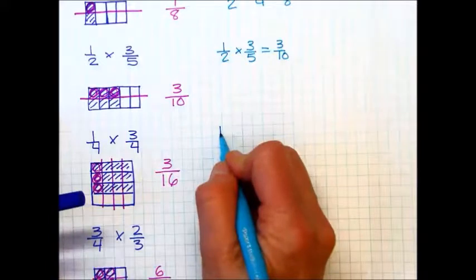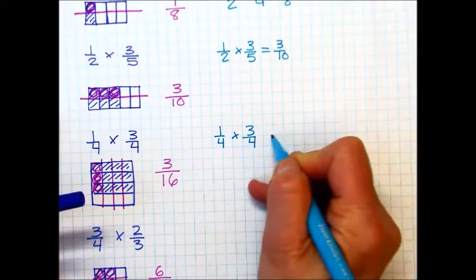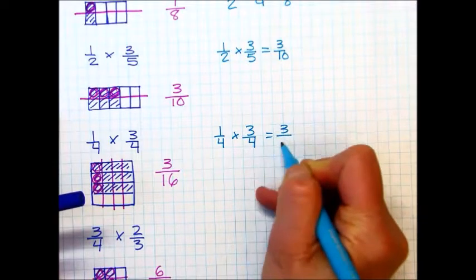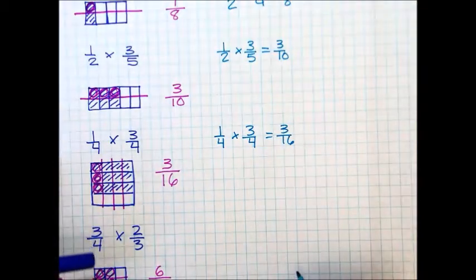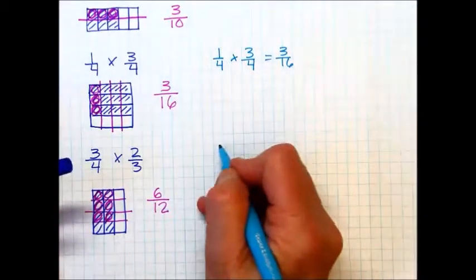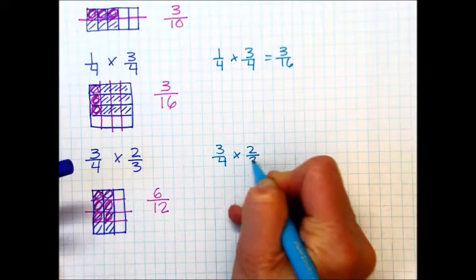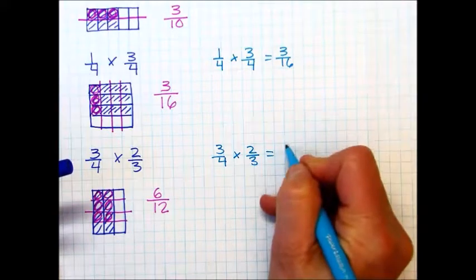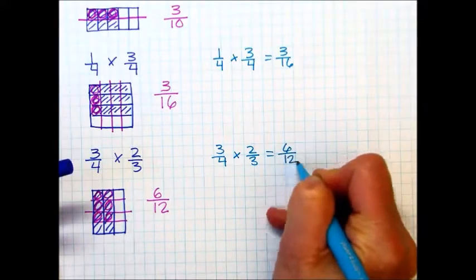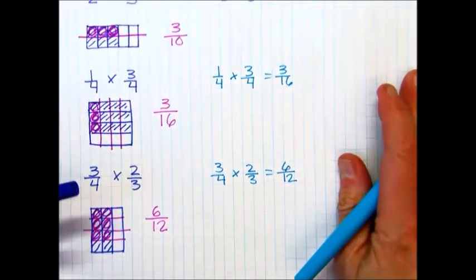In this third one, 1/4 times 3/4, and that equaled 3/16. And in the last model, we had 3/4 times 2/3, and that gave us 6/12. Now hopefully you're seeing a pattern here.